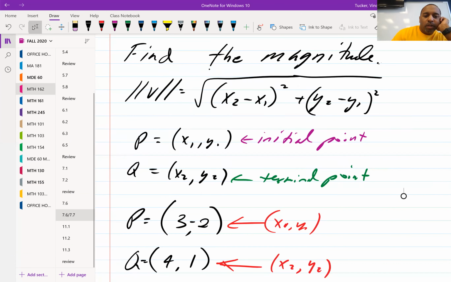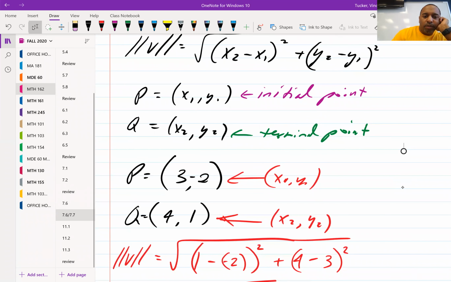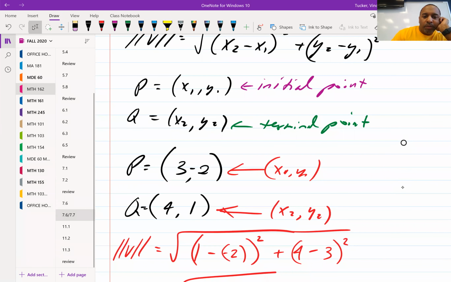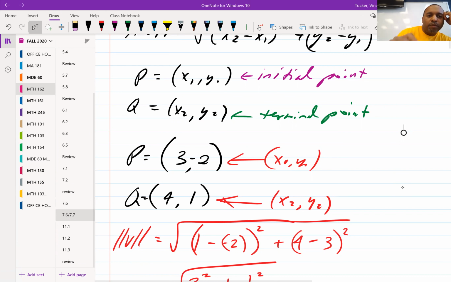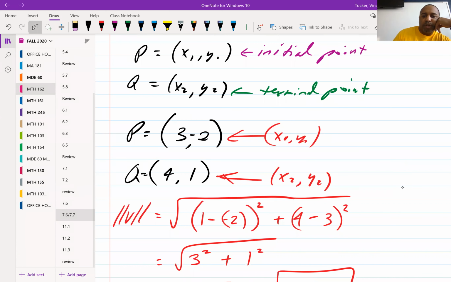All right, so just walking through it, they give us P to be 3, -2, and Q to be 4, 1. Plug those values into the formula accordingly. So Y2 will be 1, Y1 will be -2. Make sure you don't lose that negative here. So it's 1 minus -2.